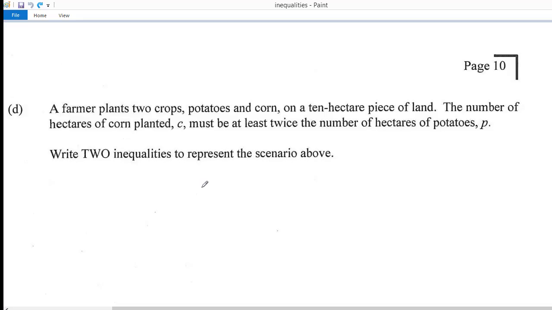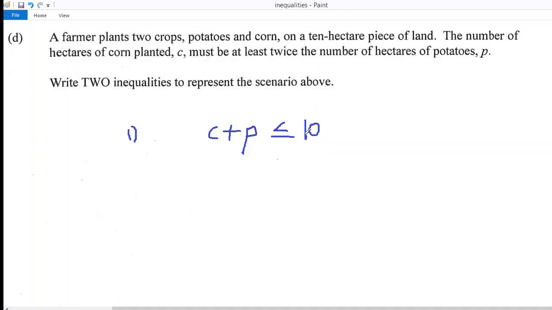So we have 2 important pieces of information. The first sentence tells us a farmer plants 2 crops, potatoes and corn, on a 10-hectare piece of land. So the number 10 is important. So when we add up the number of hectares of corn, which is C, and the number of hectares of potatoes, which is P, we cannot exceed 10. So this number must be less than or equal to 10. This is our first inequality. C plus P is less than or equal to 10.